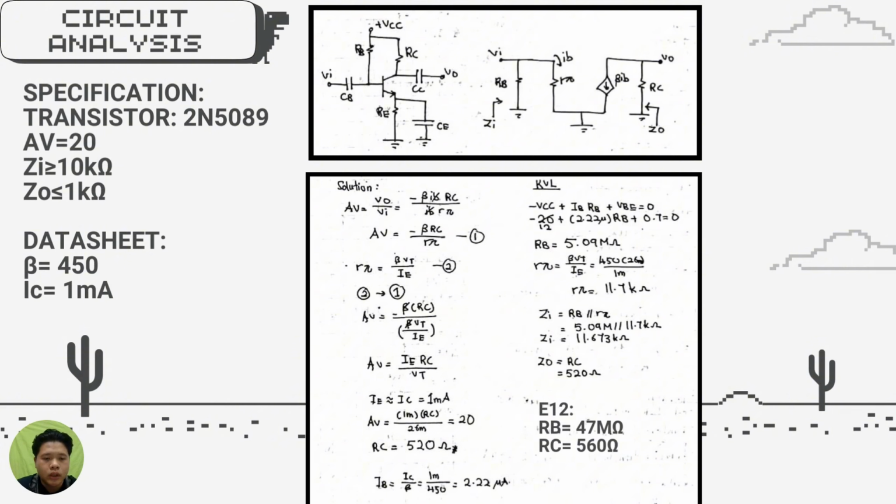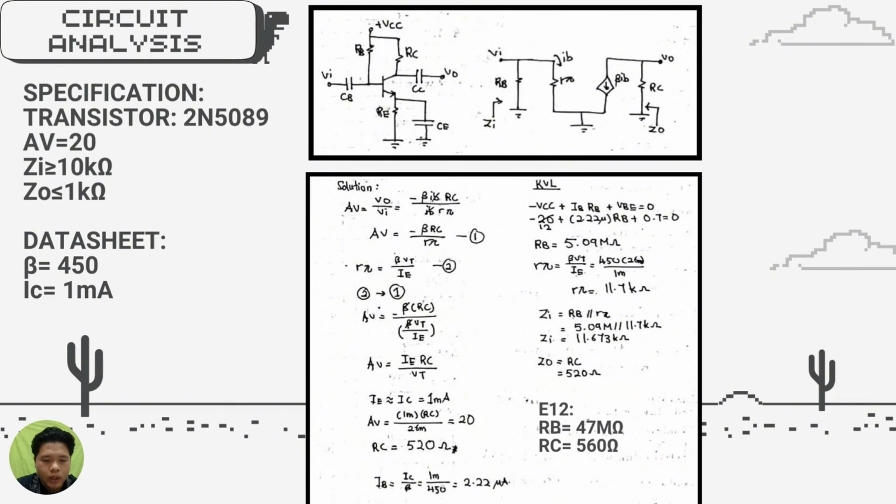We will go through the circuit analysis. Okay, we use common emitter. This is the DC circuit and AC analysis. For the calculation, I use AV is equal to VO over VI. VO is negative beta IB RC, and for VI is IB R pi. We can cancel IB, and we get AV equal to negative beta RC over R pi. That is equation one.